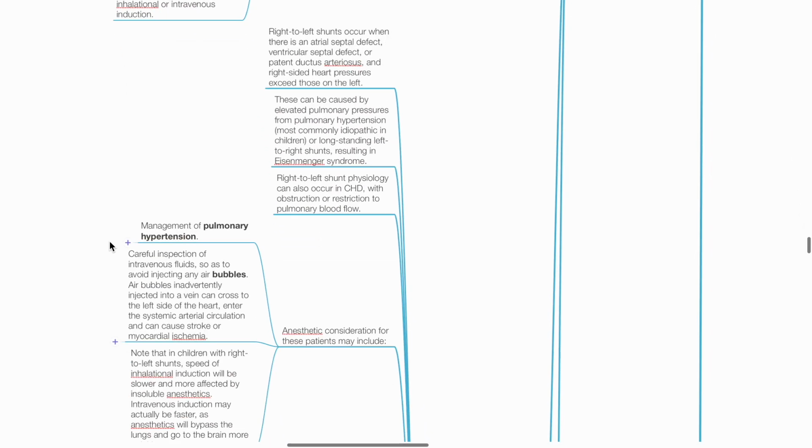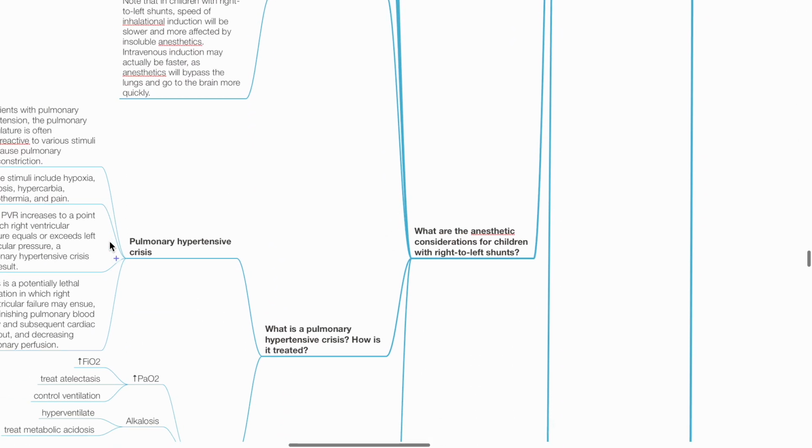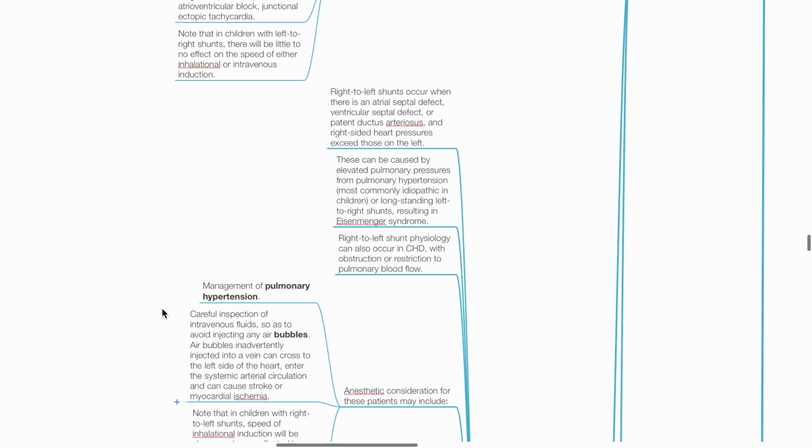What are the anesthetic considerations for children with right to left shunts? Right to left shunts occur when there is ASD, VSD, or PDA, and right-sided heart pressures exceed those on the left. These can be caused by elevated pulmonary pressures from pulmonary hypertension, or long-standing left to right shunts resulting in Eisenmenger syndrome. Right to left shunt physiology can also occur in CHD with obstruction or restriction to pulmonary blood flow.